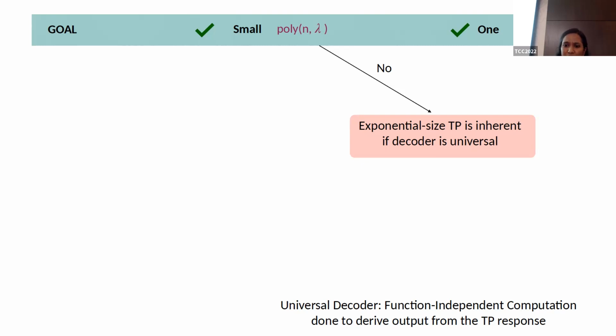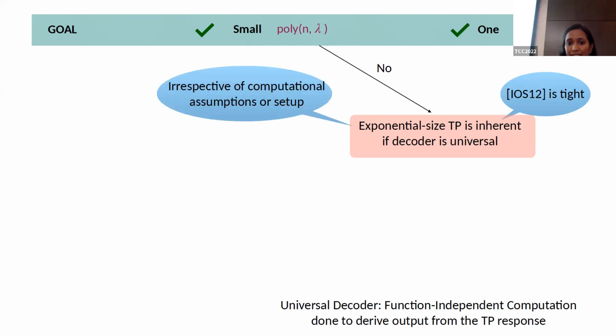We were particularly interested in this class because the one call solution of Ishai and others was fitting into this class of protocols. So what we are saying is that since they have a universal decoder, they could not have done better than making the TP do work exponential in the number of parties. And this negative result holds irrespective of the computational assumptions or the setup. So if you want any hope of a positive result, then you have to allow this decoding to depend on the function. So that's exactly what we do. We allow function dependent decoding.